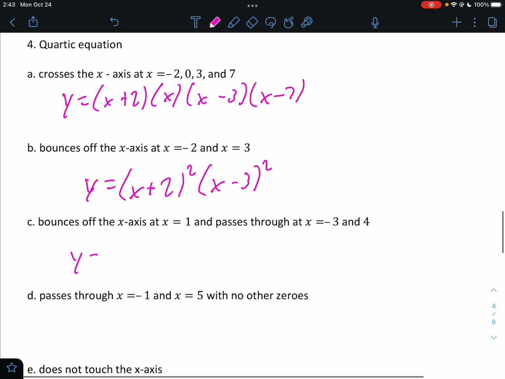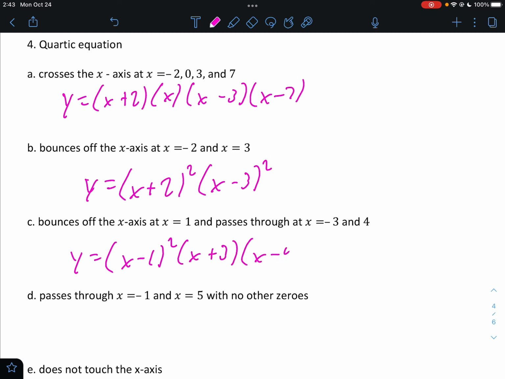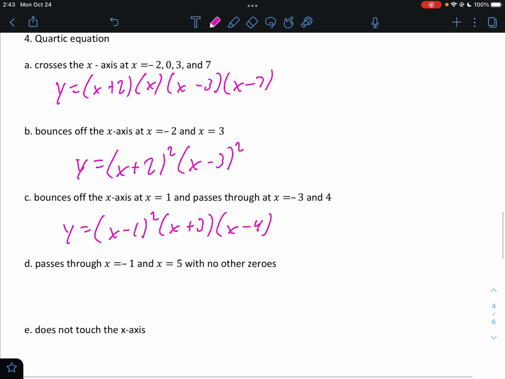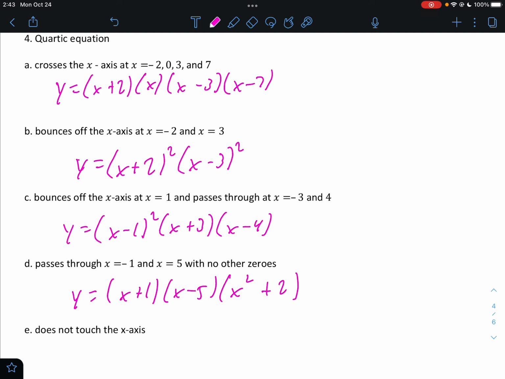C, it bounces off the axis at 1, passes through at -3, and at 4. 2 plus 1 plus 1, again, would be 4. D, passes through at -1, passes through at 5, and again, no other zeros, so again, we could just write some type of quadratic that does not have any real solutions to it. So how about x squared plus 2?